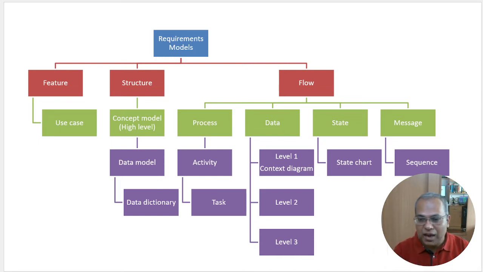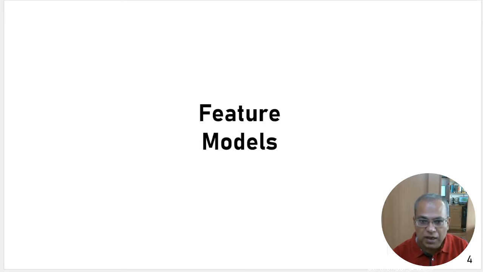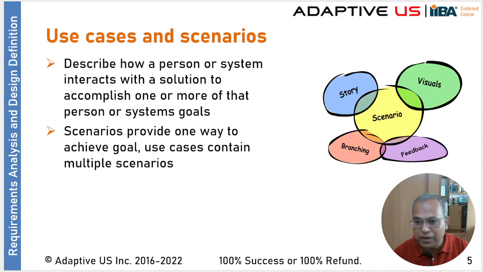So now let's get in and try to understand each of these features or models, and when we use them as a business analyst. I will start with the first one, which is called the feature models, and in that the most prominent one is the use cases and scenarios. In the agile world today we will probably use user stories, but I'm not taking user story as a model because it does not have any diagramming component.